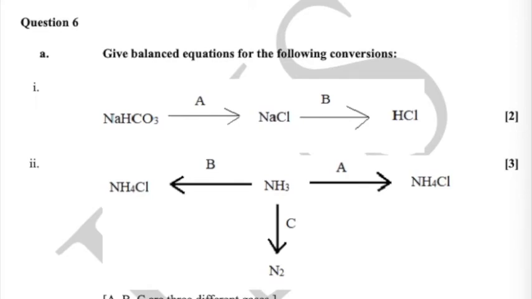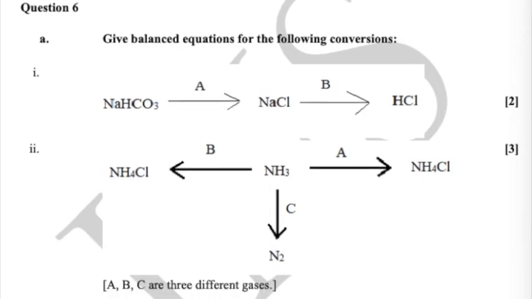Wait, but if you're going to use chlorine for getting NH4Cl again, what will you use to get nitrogen? You can use oxygen for the C part, like burning of ammonia in oxygen to get nitrogen. The reduction one. Yeah.